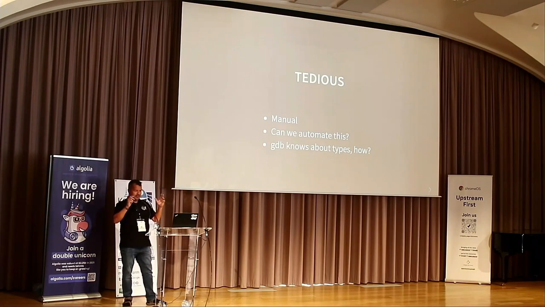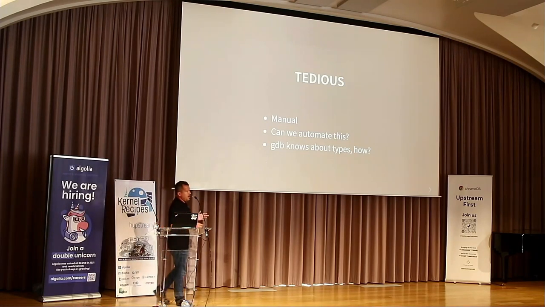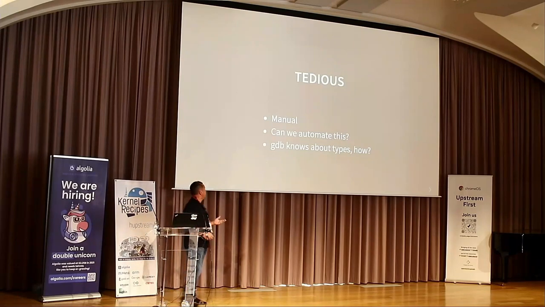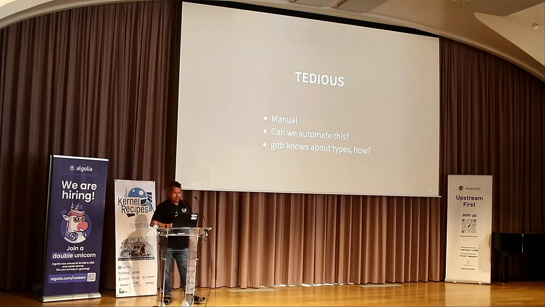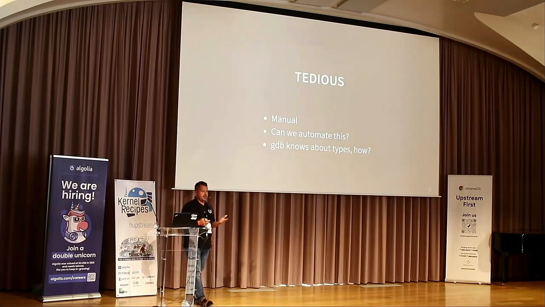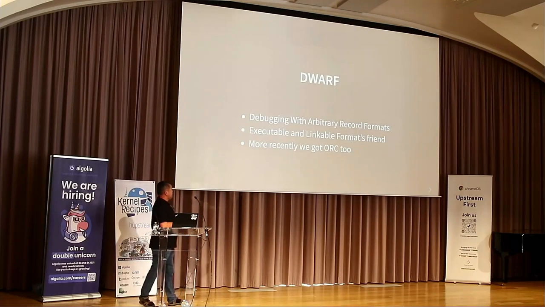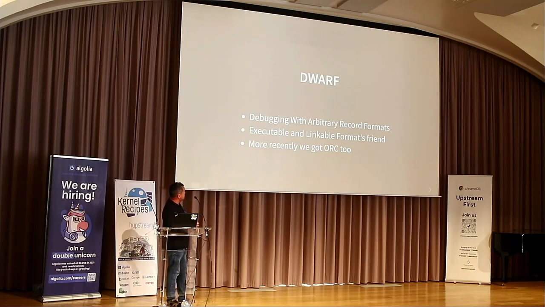Looking at this is tedious, so I was thinking, how can I find this information without doing manual calculations and stuff like that? I knew that GDB knows how to dump data structures, so how does it do this? That's when I got to know DWARF, which is a funny name.